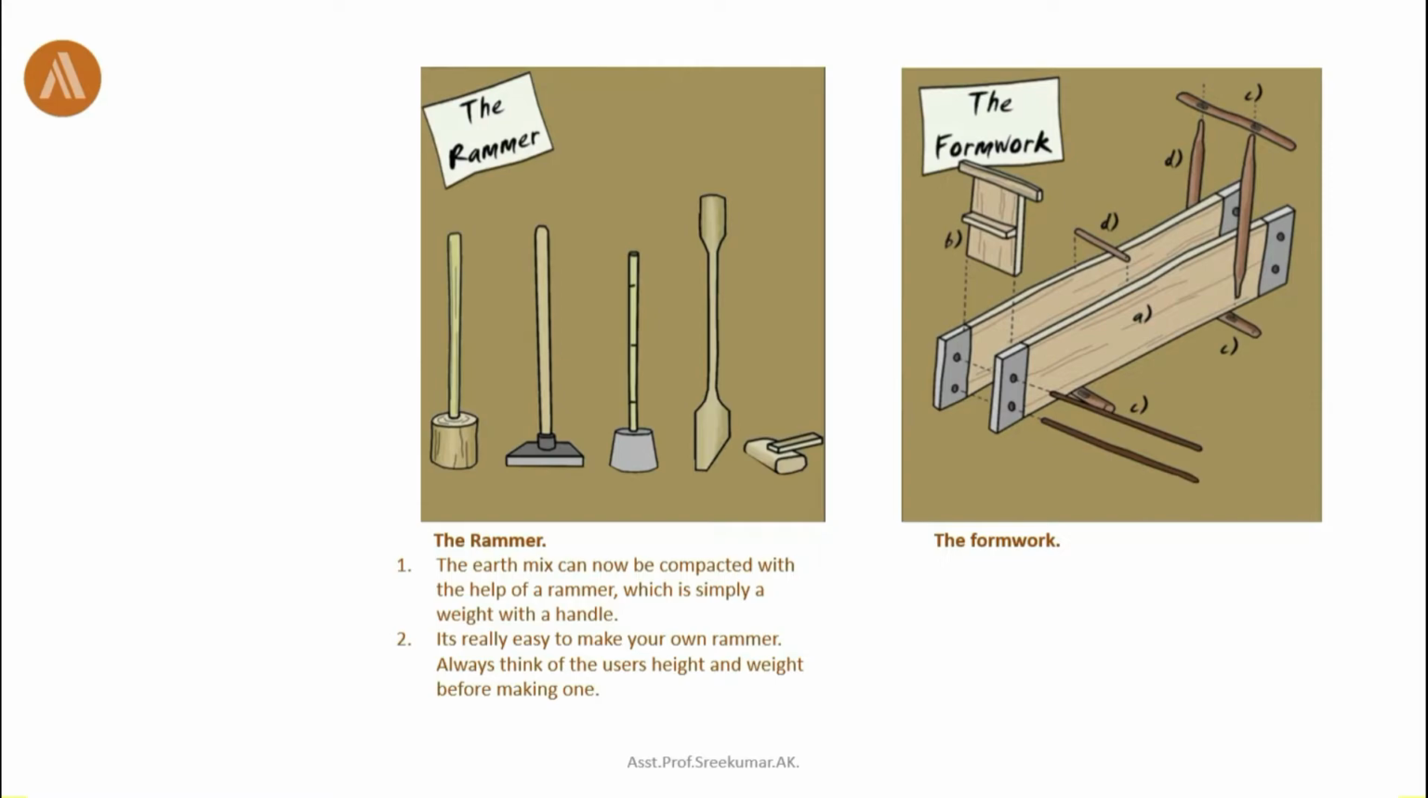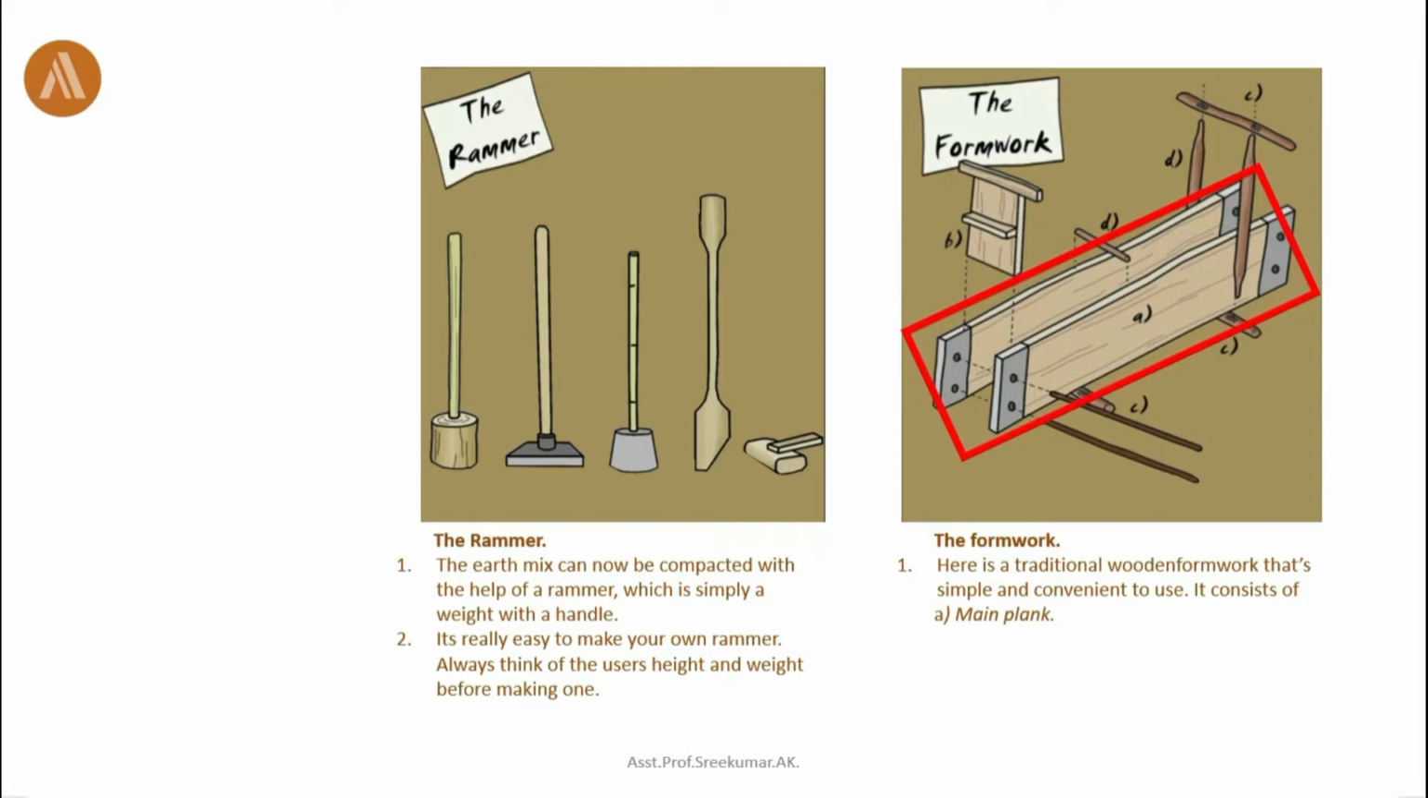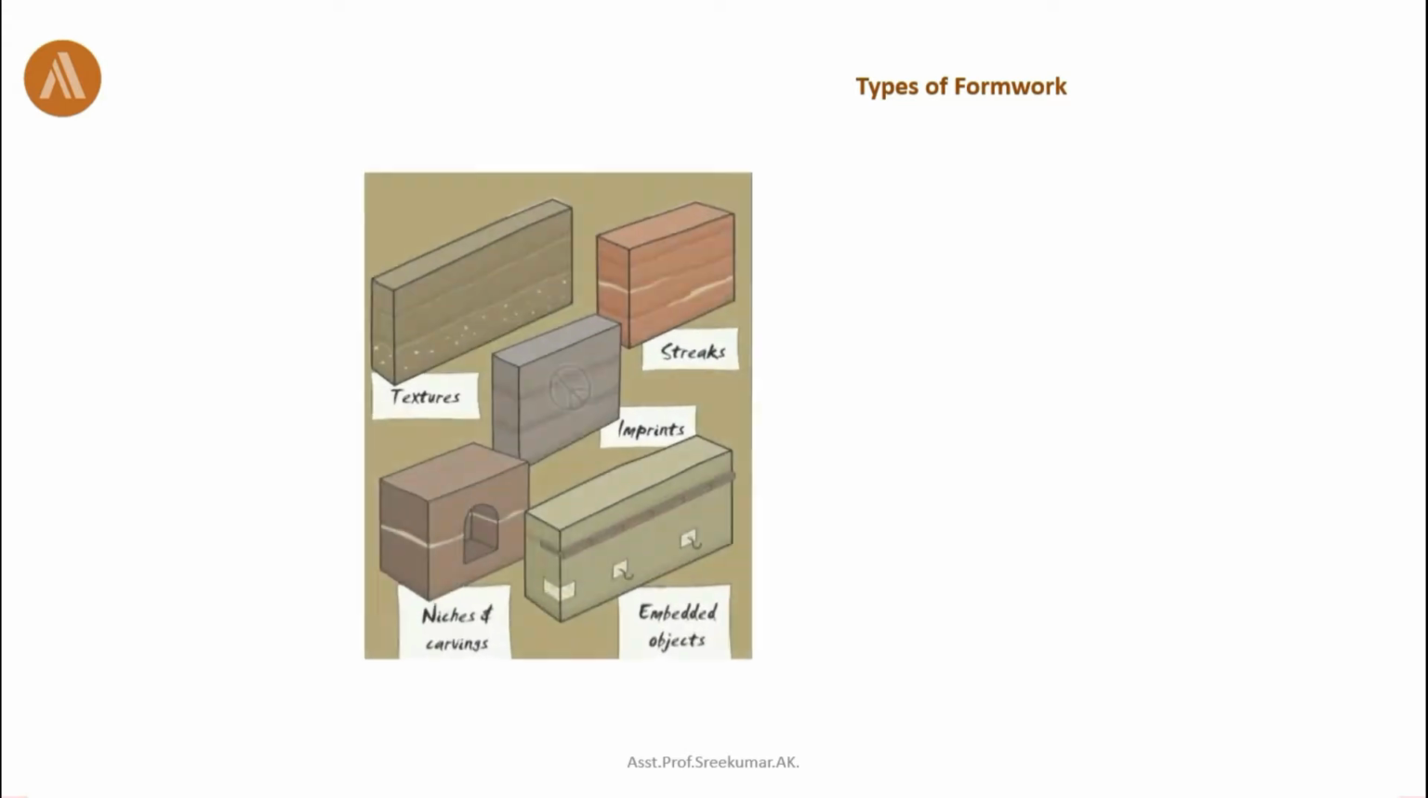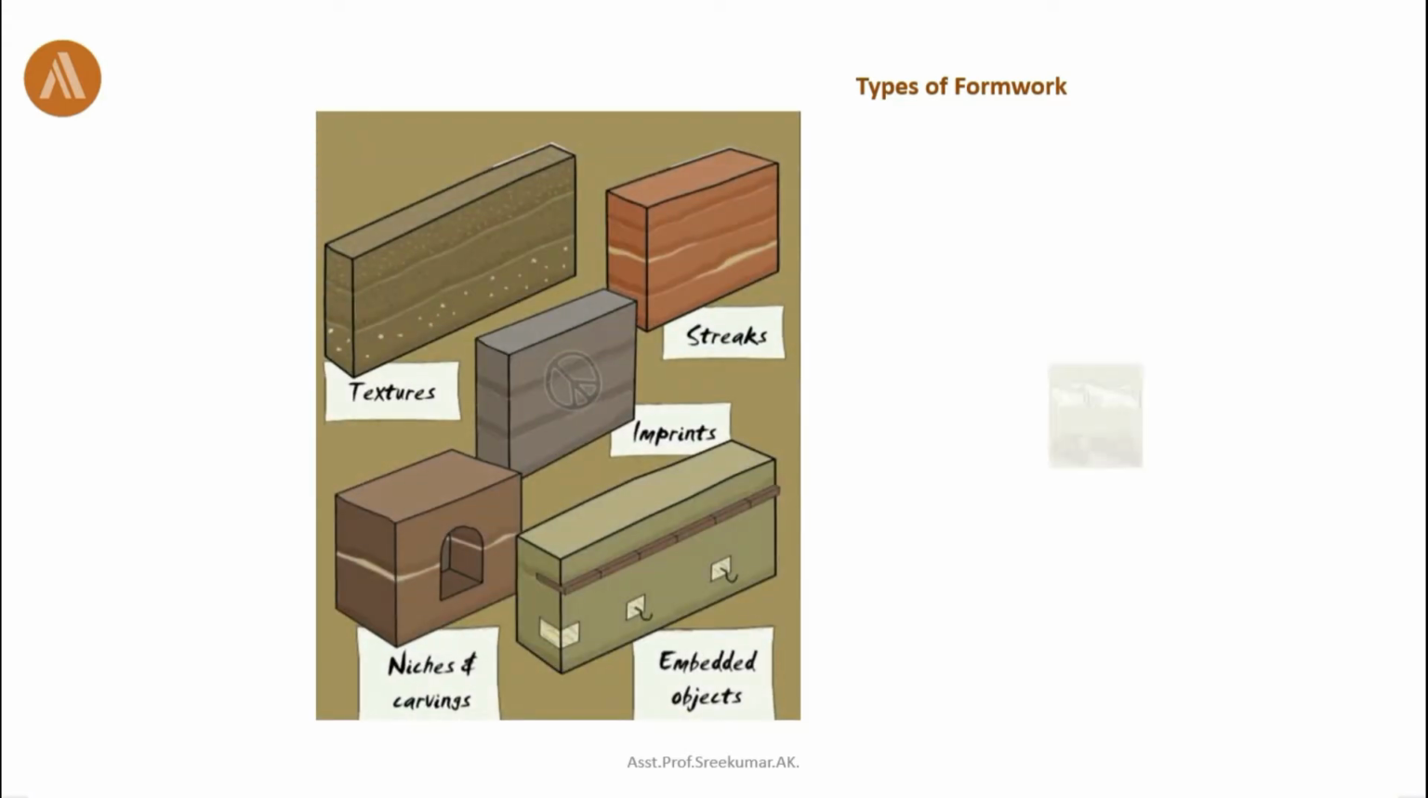Now the formwork. Here's a traditional wooden formwork that's simple and convenient to use. It consists of planks, side faces, tie members and struts. There are so many ways in which we can play with the rammed earth elements.